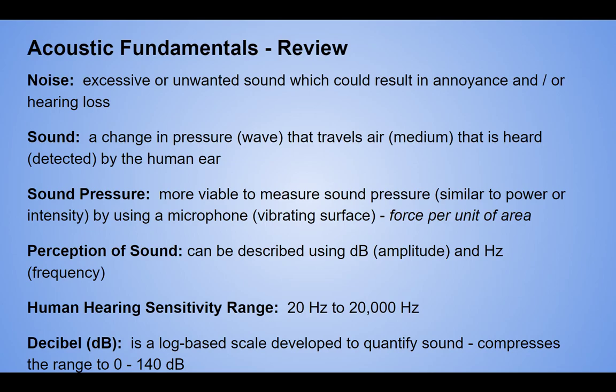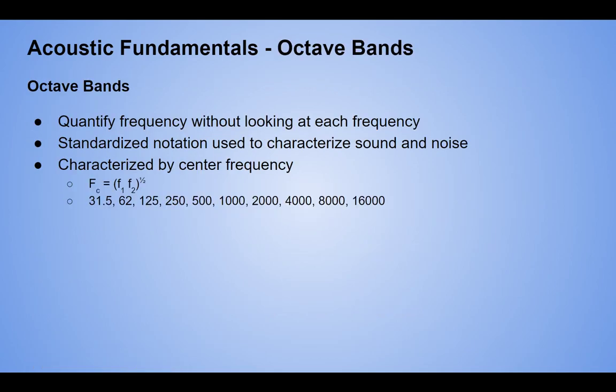Then we've got the perception of sound, and we can describe this perception objectively if we use decibels for amplitude and hertz for frequency. Our range is 20 hertz to 20 kilohertz, and the dB is a log-based scale that tracks human hearing acuity, and it compresses that range from 0 to 140 dB. And then we've got our octave bands, which quantify frequencies without looking at each frequency. It's a standardized notation. We can use octave bands to start to characterize what something sounds like and what the noise is. If it's at the 63, 125, the lower frequencies, it's warmer, it's got more depth. That's the bass region. If it's at 4K, 8K, 16K, it's brighter, it's tinnier. It gives a little bit more energy, might be a little bit cooler or colder.